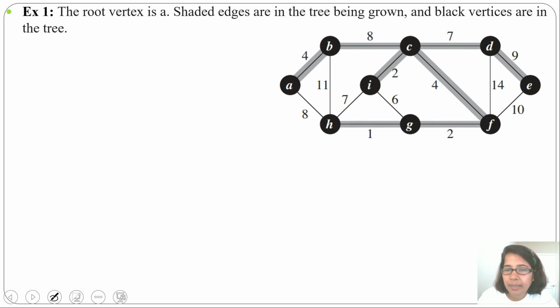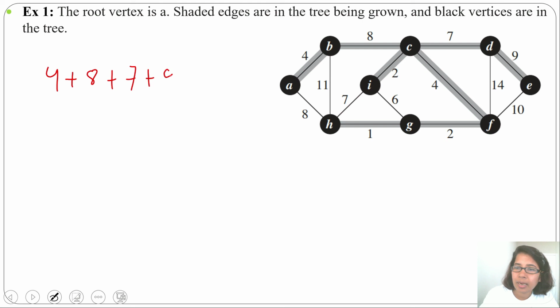Now this is the spanning tree which includes all the vertices and number of vertices minus 1 edges. Now what will be the total weight? Just add 4 plus 8 plus 7 plus 9 plus 2 plus 4 plus 1 plus 2. So the total will be 37.